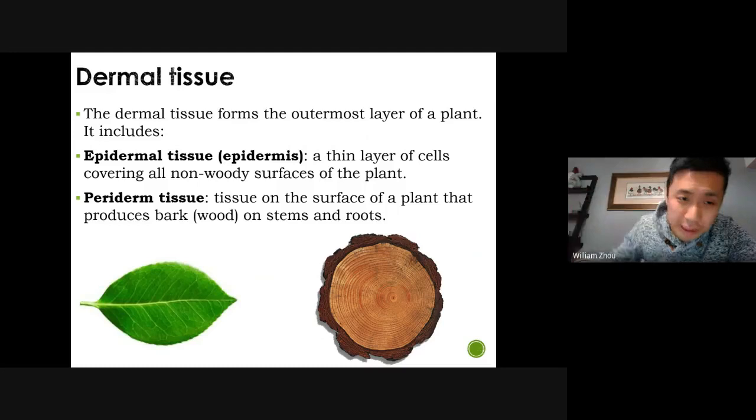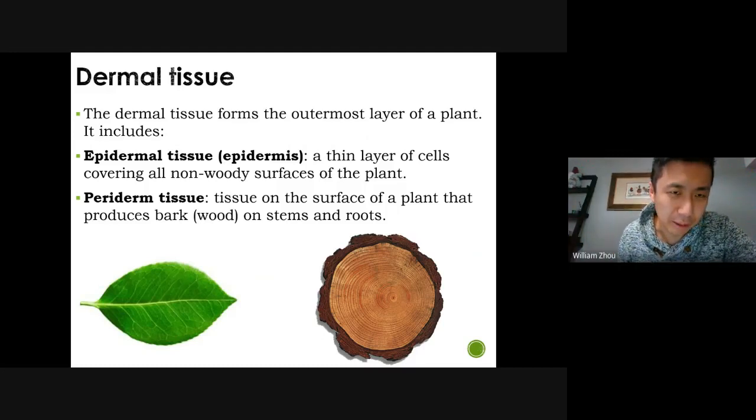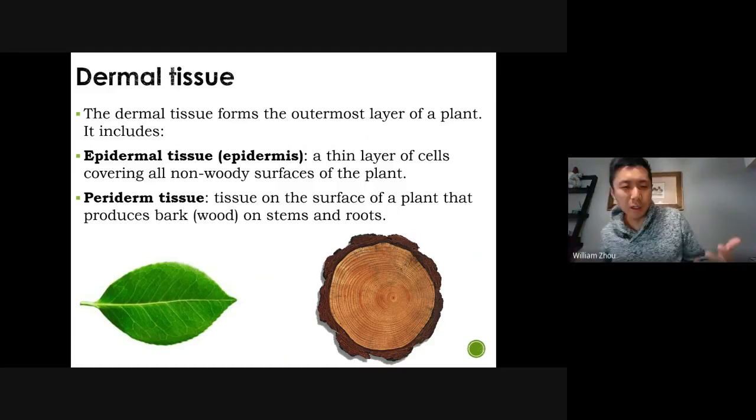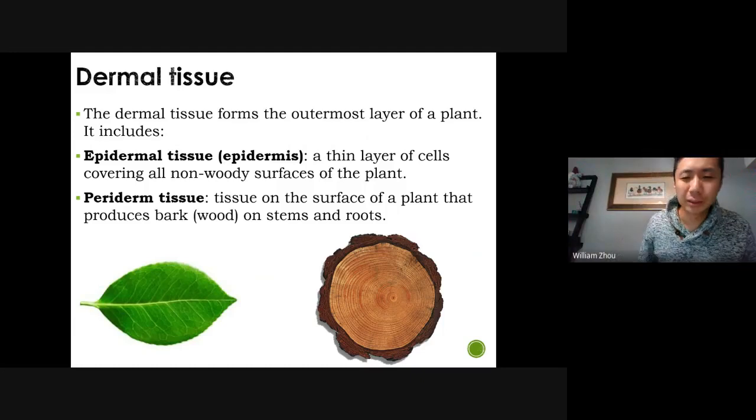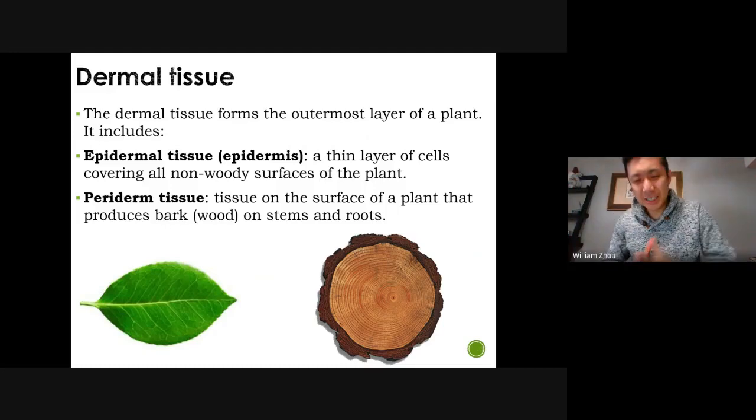Now, if you're a green plant, if you're non-woody, like a rose or a dandelion or vines, then you have the epidermal tissue or epidermis, the skin. That's the dermal tissue for green plants. If you're not green, if you have wood, that means you have bark, then you have a periderm. That's the skin of a tree trunk. The bark is the periderm. So know the difference between epidermis versus periderm.